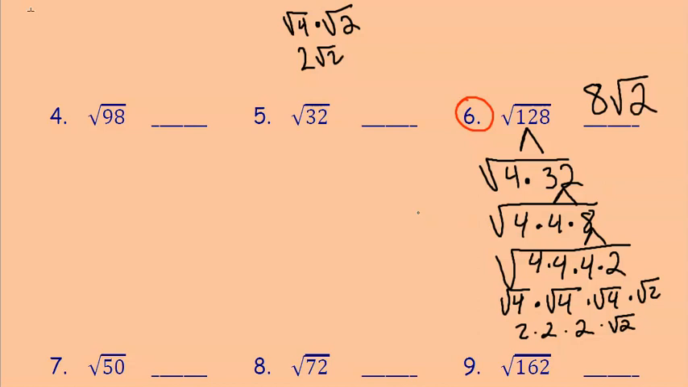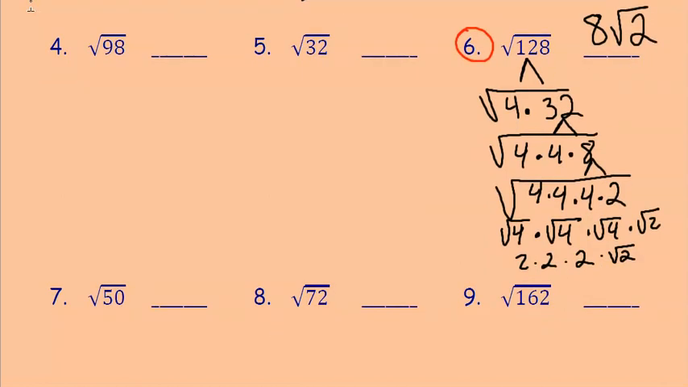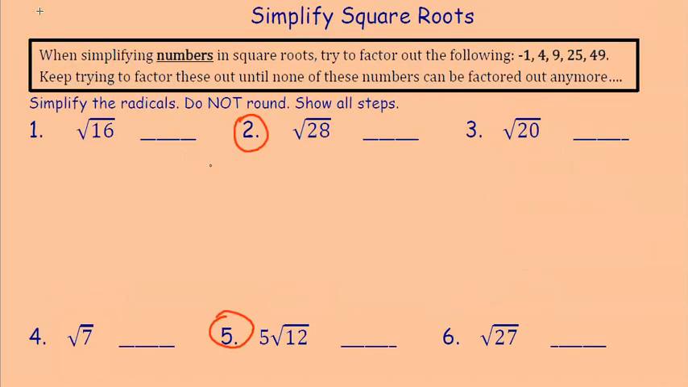Pause the video and try the other problems on this page. Once you've finished those, check your work and then move on to the next page. Page 19. We're still simplifying square roots. Simplify the radicals, do not round, and show all of your steps.